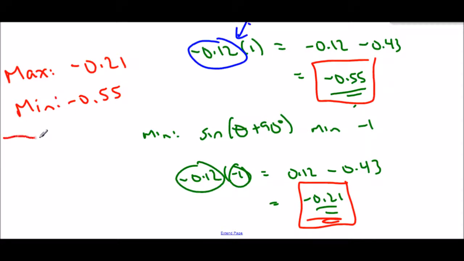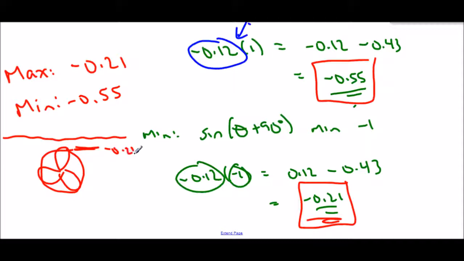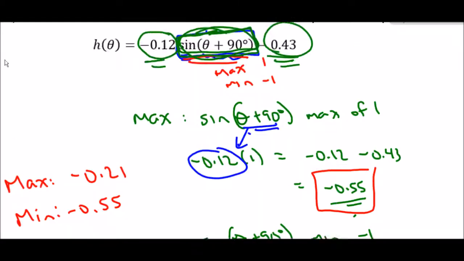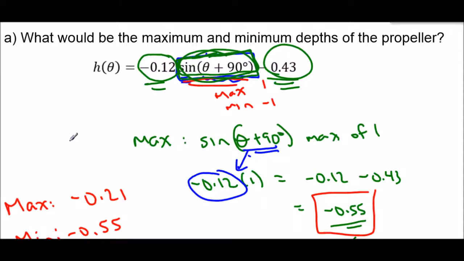So again, if you think about the water line, here's the propeller, that as it's spinning, it will never get above negative 0.21 meters, and it will never be below negative 0.55 meters. Now, I'm going to answer this question again because I also want to show you how you could simply memorize some facts and get this answer.